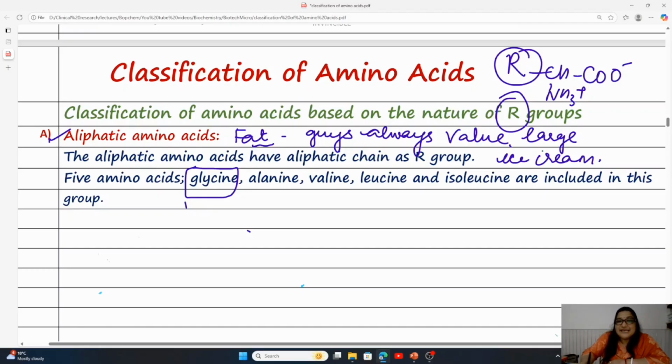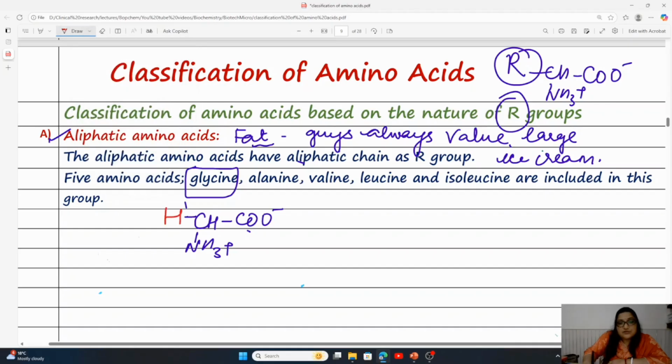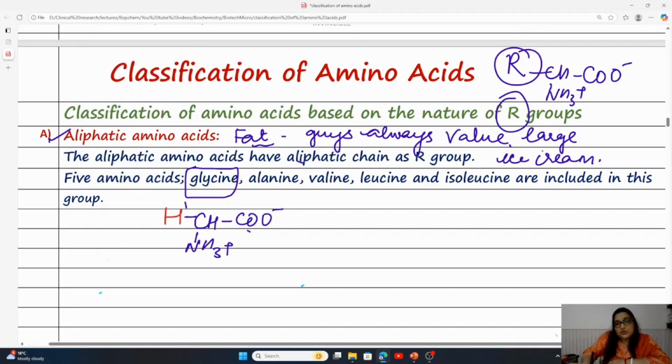So let's move on to glycine. In glycine, what we will do is replace this R with alkyl groups, with aliphatic groups. All right. So let us move on to the typical structure of an amino acid. It goes like CH, C double bond O negative, NH3 positive, and instead of R, we will replace it here with H. So this becomes the structure of glycine. The amino group and the carboxylic group are the same.